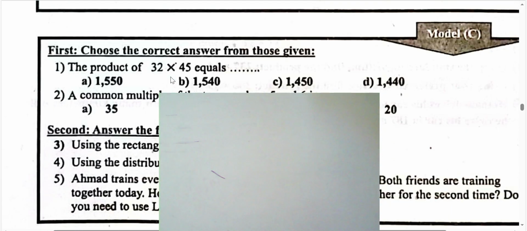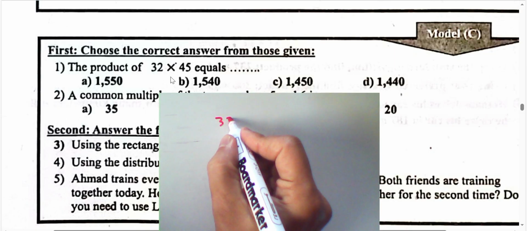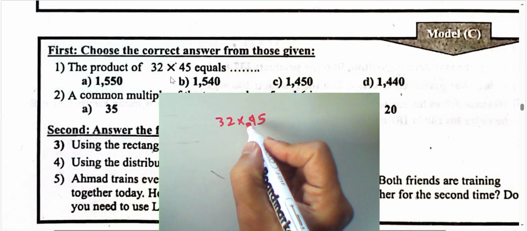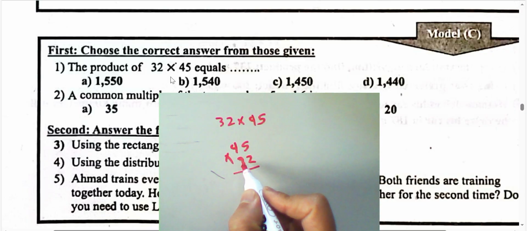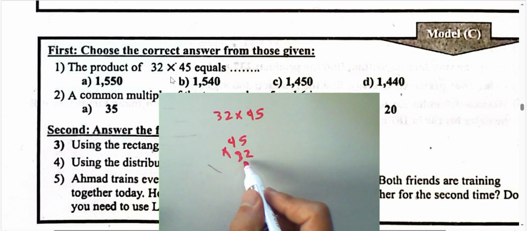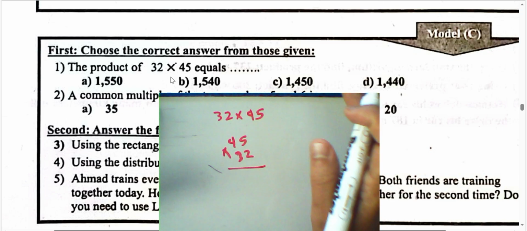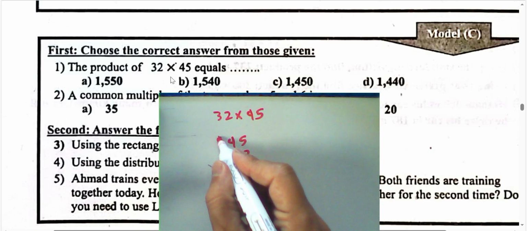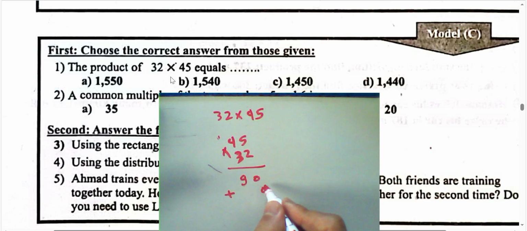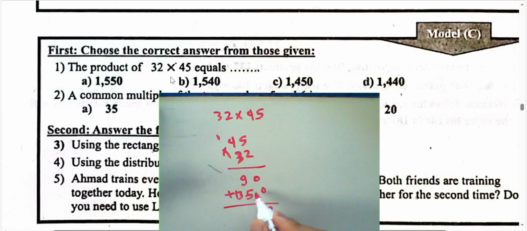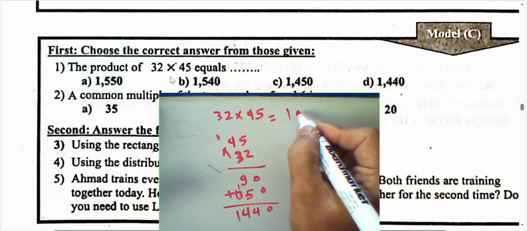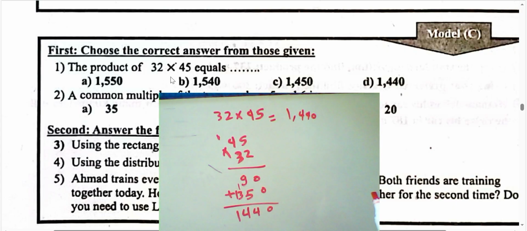Next question, show the correct answer. 32 multiplied by 45 equivalent to what? We can write 45 and 32. We can use partial product or break apart, as you like, strategy to find the correct answer. 2 times 5, 10. Write 0 and carry 1. 2 times 4, 8 plus 1, 9. Write 0. 3 times 5, 15. 5 and carry 1. 3 times 4, 12 plus 1 equals 13. 8 together, 9 plus 5, 14. 4 and carry 1. 3 plus 1, 4. And write, drop 1. The result will be 1440. We have now 32 and 45.